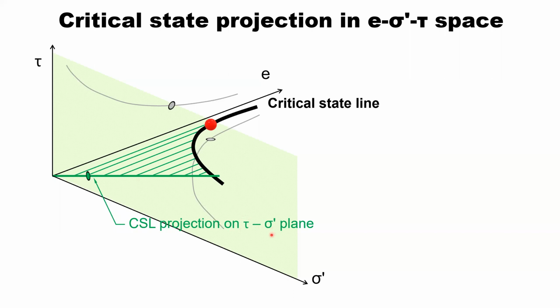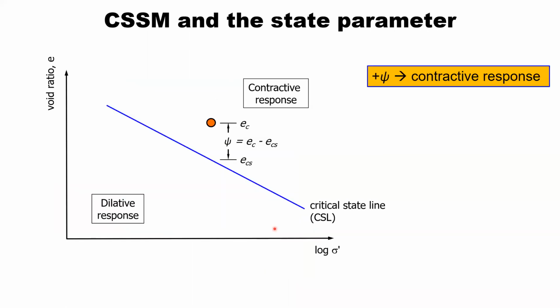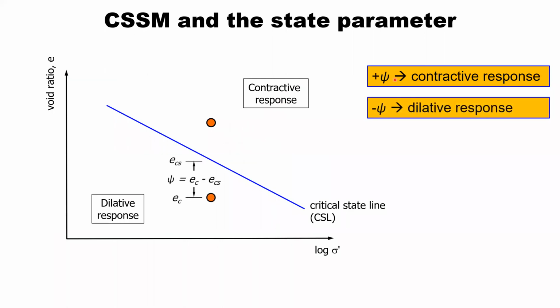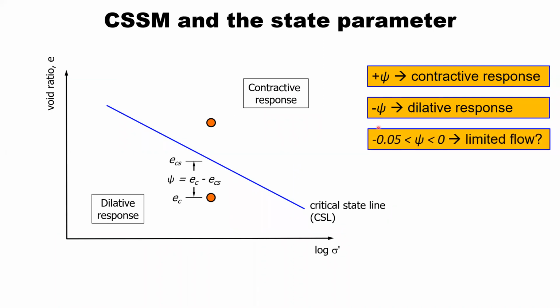So this concept of CSSM is pretty powerful. And we're going to use a few additional parameters, one of which is a state parameter, which tells us the distance from the in situ condition to the critical state line, to give us an idea of whether we would expect contractive or dilative response. When we have positive values of state parameter, we would expect contractive response. When we have negative values of state parameter, we would expect dilative response. When that state parameter is close to zero, we might expect limited flow.